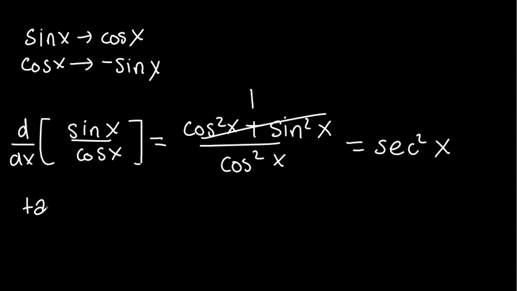Now let's look at secant itself. Secant is the reciprocal of cosine, so we can just write this as 1 over cosine x.